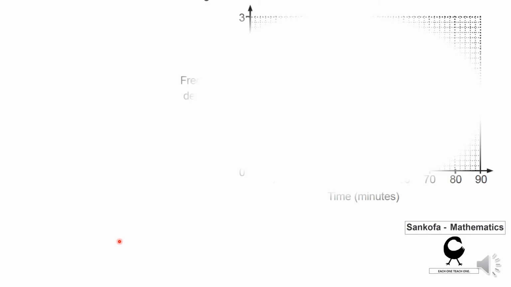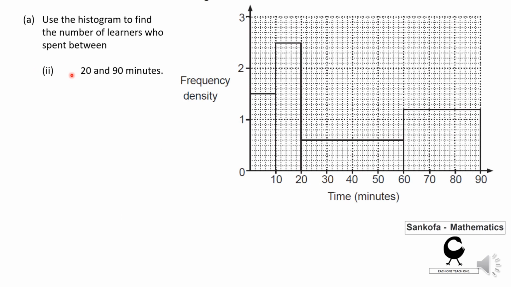Okay, let's bring that histogram back, because the second part says between 20 and 90 minutes. That's all the way from here to here. So you can do it in 2 parts. You can find between 20 and 60, the area of that. So it's going to be 60 minus 20, that's 40, times, well, this is 0.6 if you count, okay? 40 times 0.6 is 24.